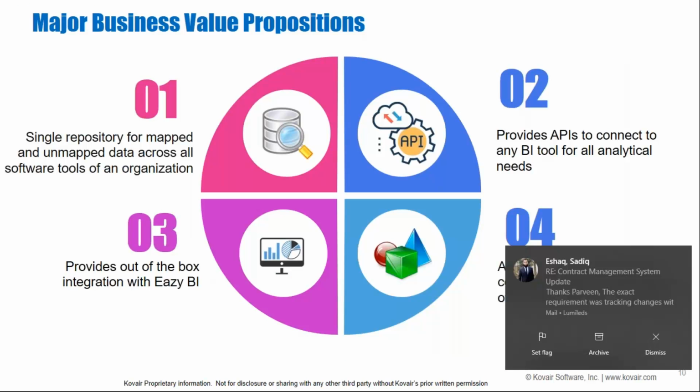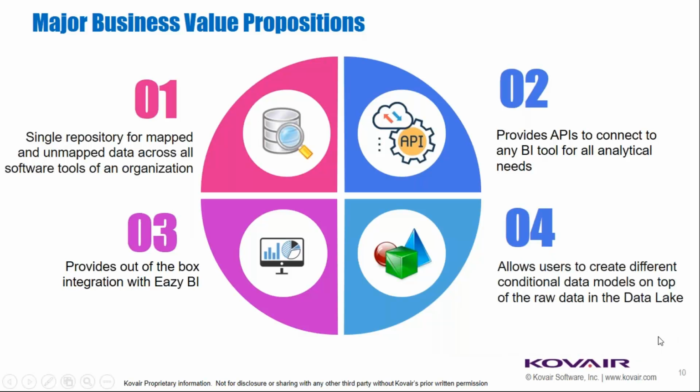Now, what major value propositions are in this? There are four major value propositions: a single repository for mapped and unmapped data; it provides out-of-the-box integration for easy business intelligence; and it allows users to create different conditional data models on top of the raw data. Without taking too much of our time on this material, let me hand over to Somenil, who is going to give you more of a demo of the product.